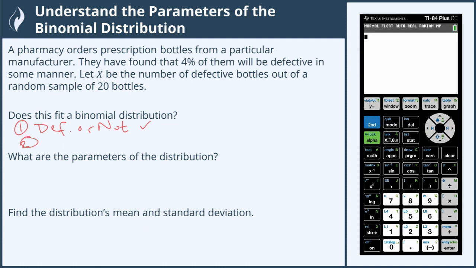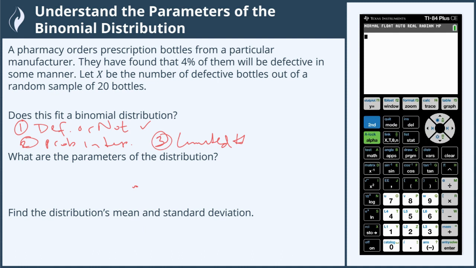Two, each probability is limited. It's the same probability whether we have 1 or 2 or 3. The probabilities are independent, and it does not change. We have a limited number of trials. So we have several of our requirements for a binomial distribution, so it fits.